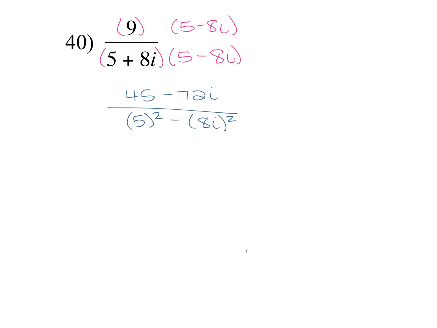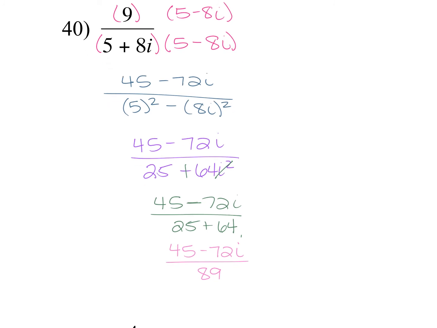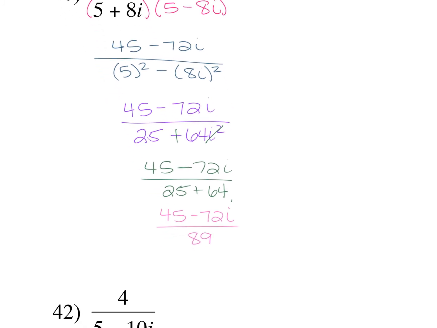So this would really be 45 minus 72i over 25 minus 64i squared. So then if we simplify this, it gives us 45 minus 72i over 25 plus 64. So then that would be 45 minus 72i over 89. So now you would look, the 45 is your smallest number. Your factors of 45 are 5, 9, or 3.